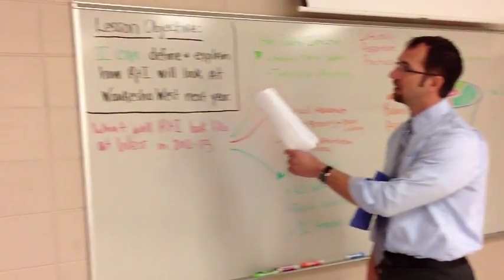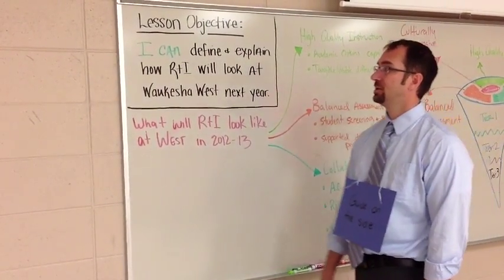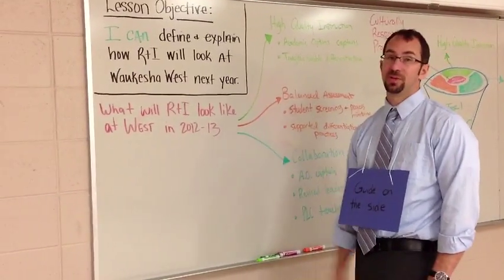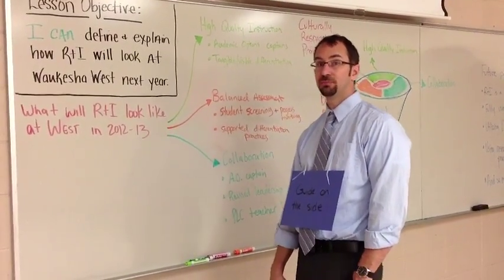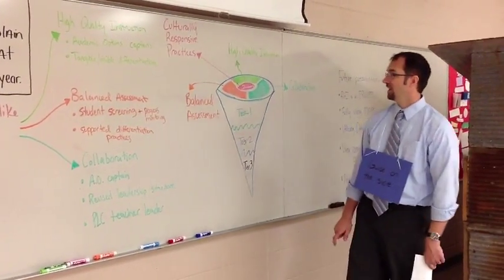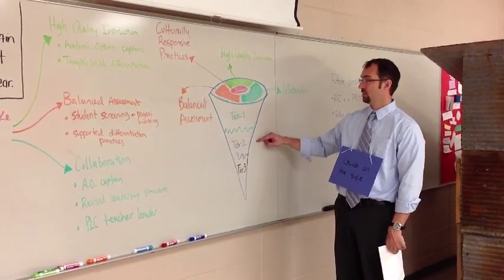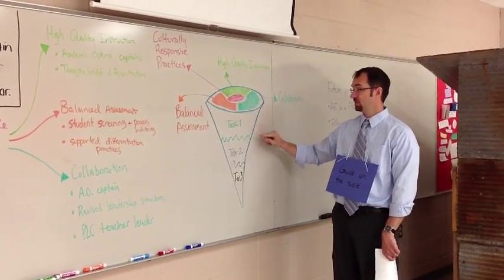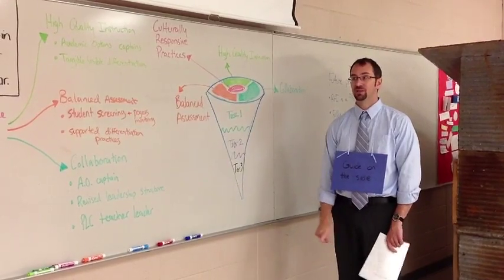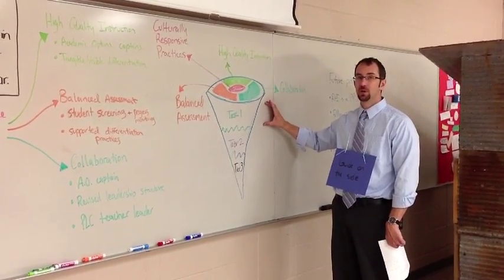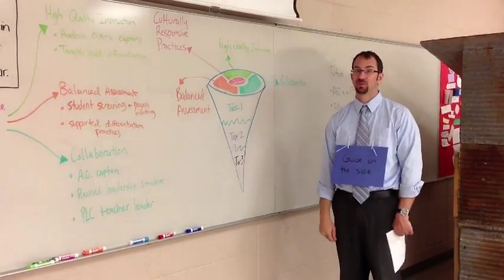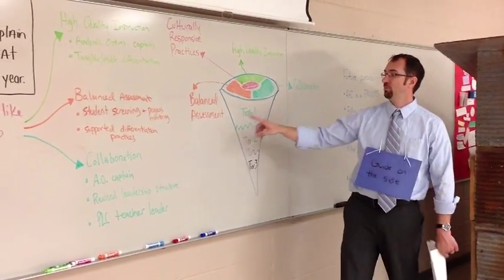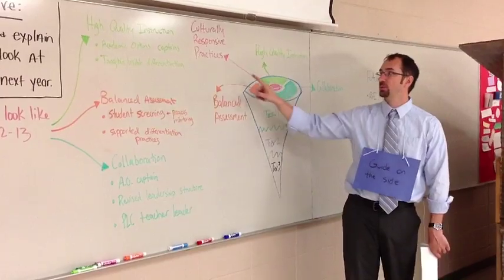I'm going to refer you to the board for our lesson objective. I can define and explain how RtI, response to intervention, will look at Waukesha West next year, 2012-2013. We're going to start with the application, and as we move over here, you'll see we have an ice cream cone. You'll also see within the ice cream cone there are 3 tiers. These are important because a lot of the RtI research and conversation focuses on Tier 1, Tier 2, and Tier 3. We're going to do our best to give you a brief overview focusing today on Tier 1. Tier 1, as Wisconsin Department of Public Instruction defines it, includes high quality instruction, collaboration, balanced assessment, and at the heart of it is culturally responsive practices.